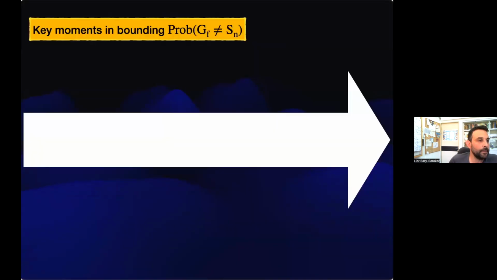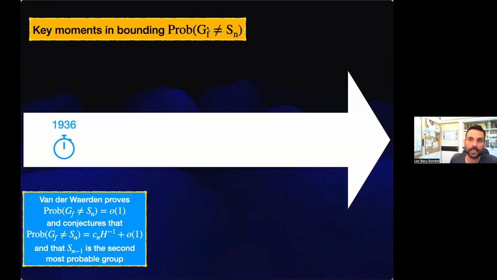Let me tell you what happened since van der Waerden proved his theorem. So van der Waerden proved the theorem that the probability that the Galois group is not Sn goes to 0. And he conjectured what should be the error term. This is the van der Waerden conjecture that I mentioned before. And then there was a series of proofs trying to bridge the gap between the van der Waerden theorem and the van der Waerden conjecture.